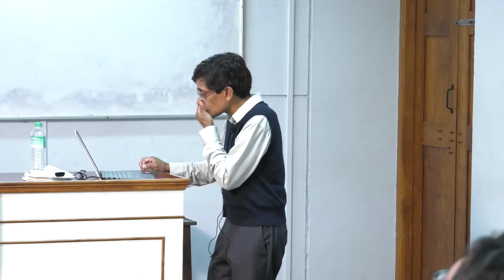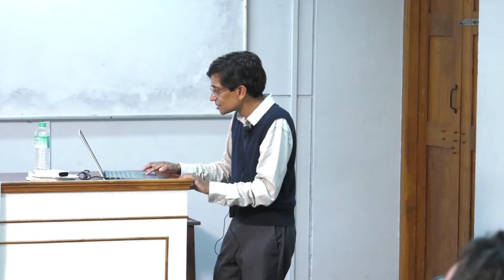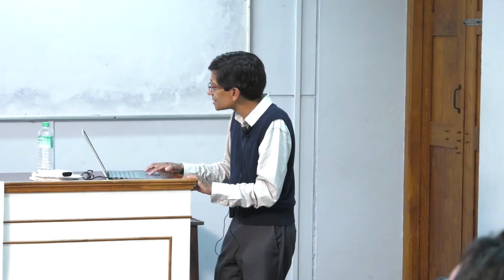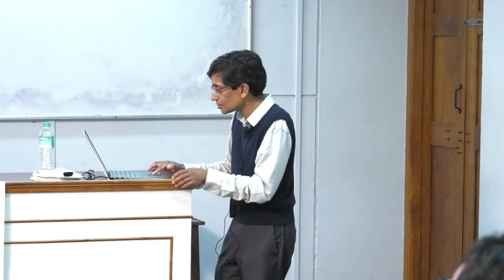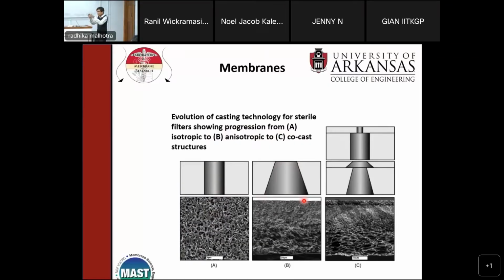All right, so I wanted to show you some photos of this. This is an evolution of casting technology for sterile filters, showing progression from A. So this is isotropic. Isotropic schematically is this, right, where you have a straight-through pore. And then this is anisotropic, where if the barrier layer is facing the feed stream, the pore size increases as you go through, where the bottom part here is the support structure, okay?